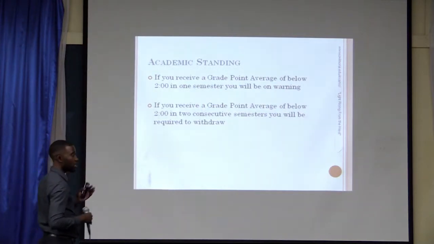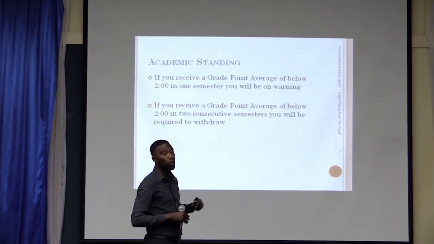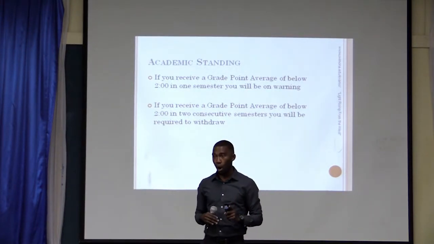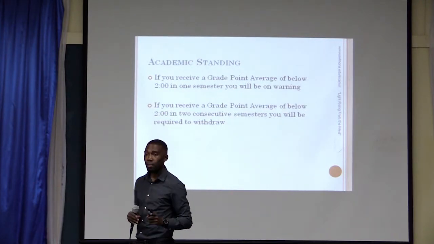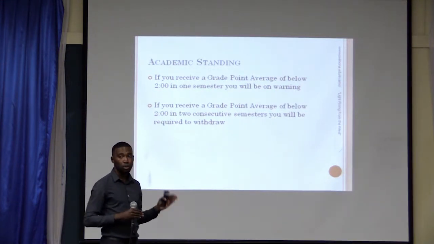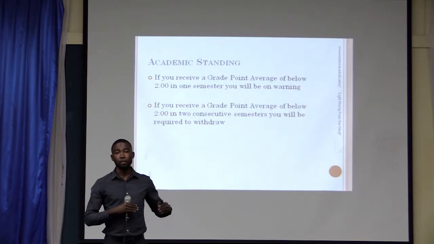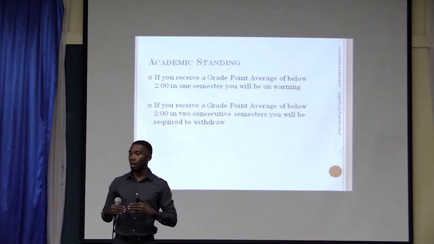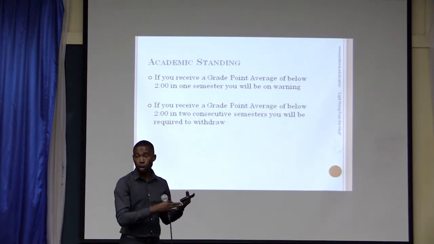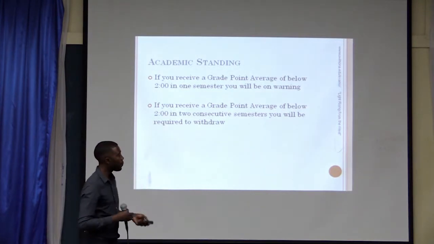Moving on, as we pointed out yesterday, if you receive below a 2.0 GPA, you'll be on academic warning. And if for the succeeding semester you are still under that 2.0, you'll be required to withdraw from the university. And as we highlighted again, there are different policies in place for different faculties, that will require you to apply for a waiver or reapply to the faculty. All right.